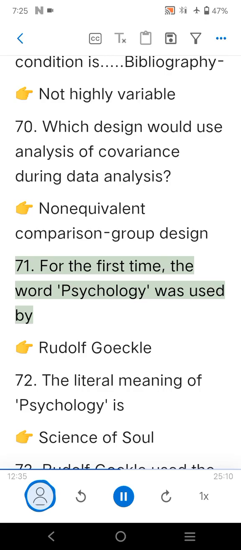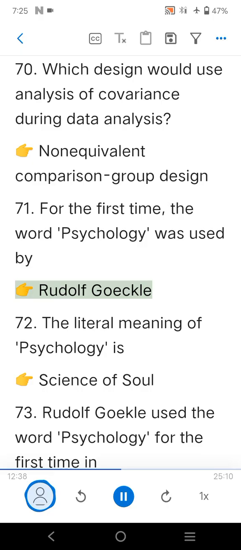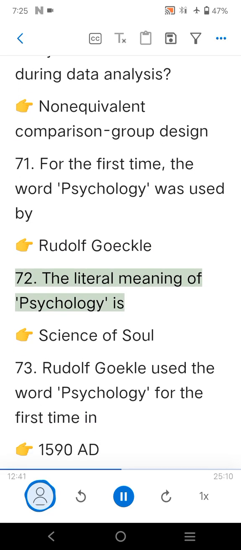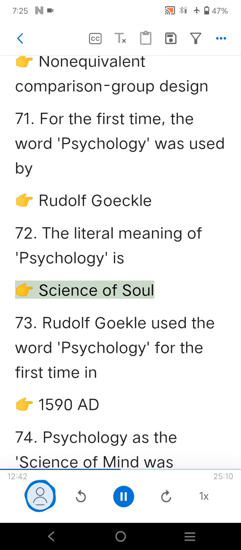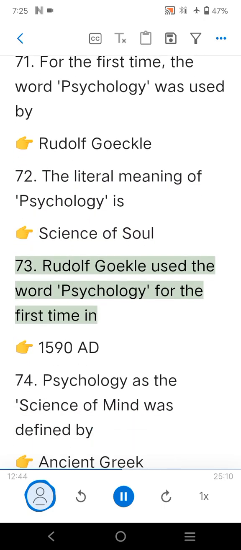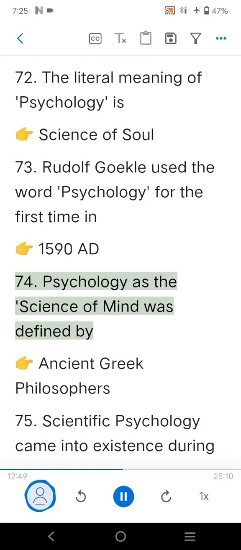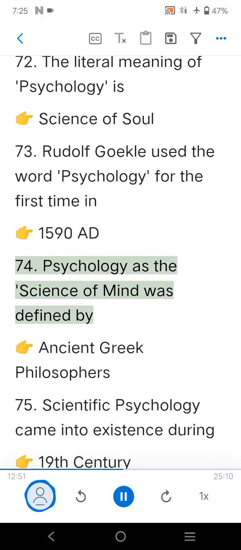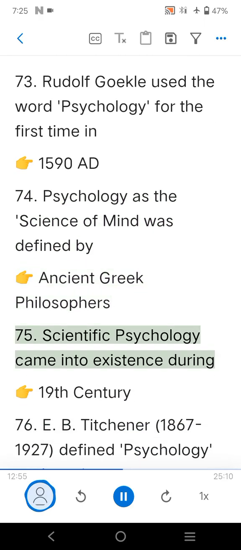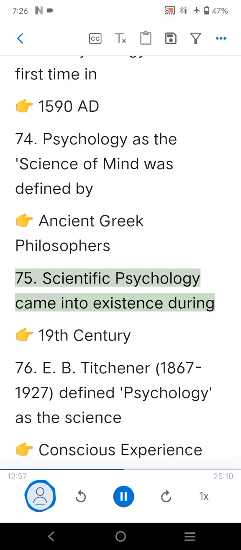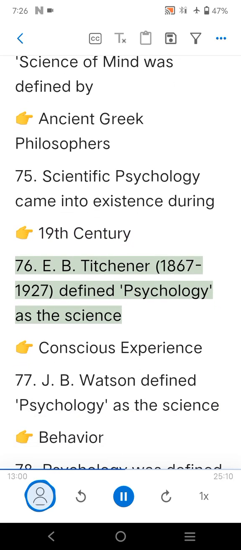71. For the first time, the word psychology was used by Rudolf Goeckel. 72. The literal meaning of psychology is science of soul. 73. Rudolf Goeckel used the word psychology for the first time in 1590 AD. 74. Psychology as the science of mind was defined by ancient Greek philosophers. 75. Scientific psychology came into existence during the 19th century.